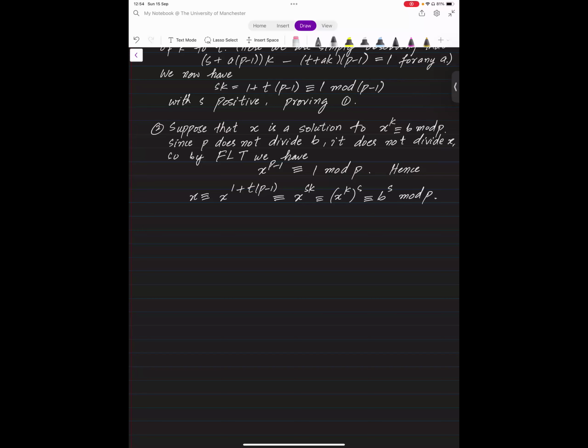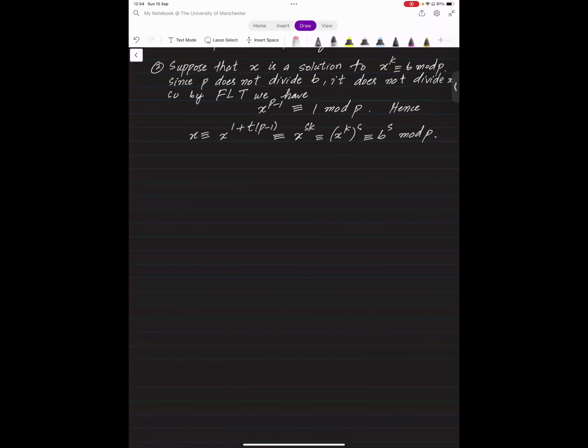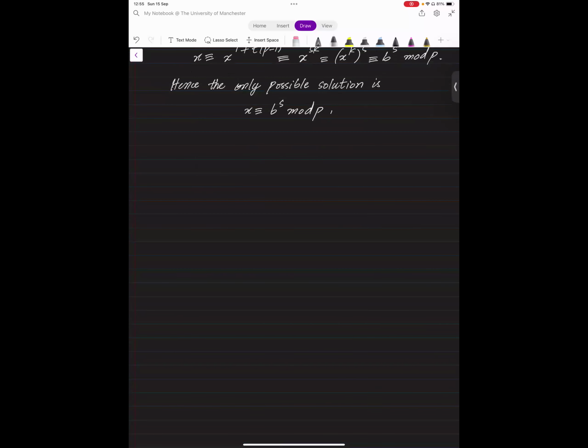Perfect. Hence, the only possible solution is x congruent to b power s mod p, and this is indeed a solution.